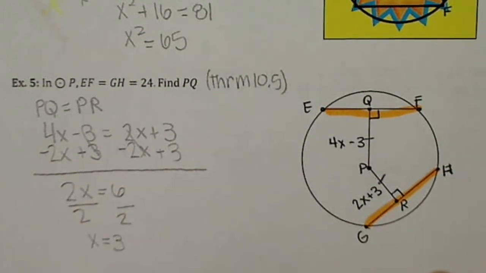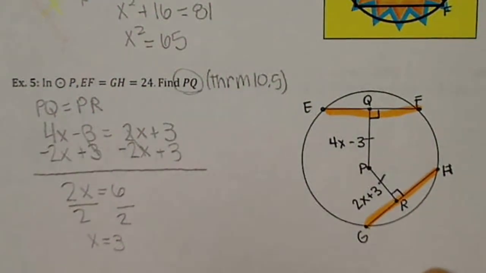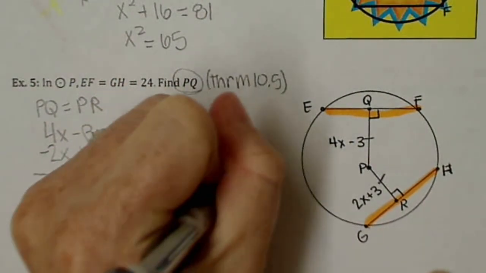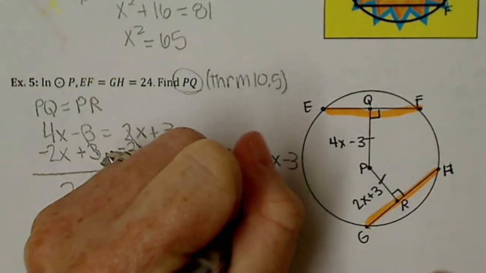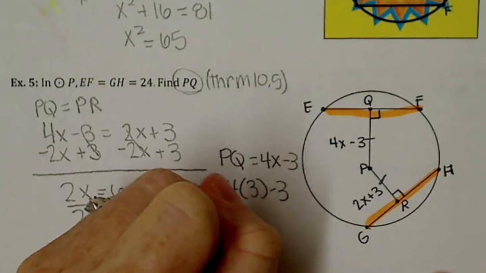And is that what I needed to know? No, I want to find PQ. So let's substitute in PQ. That's 4x minus 3. So 4 times 3 minus 3. PQ is 9.